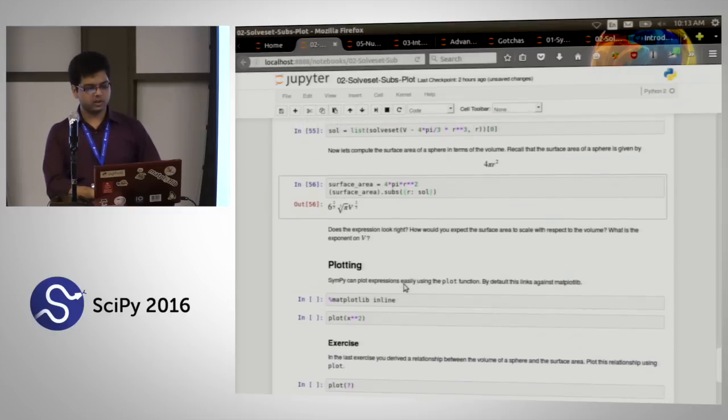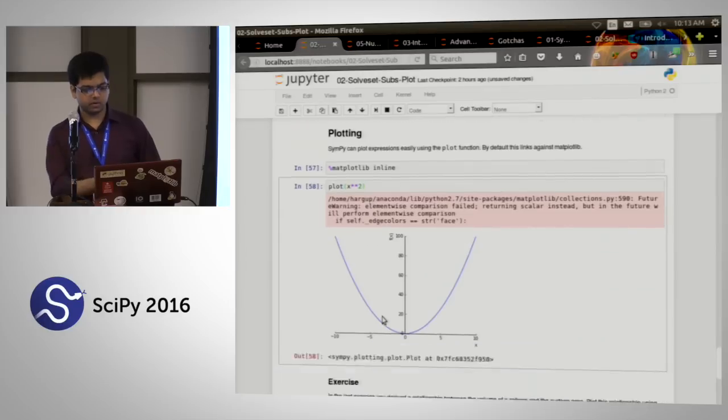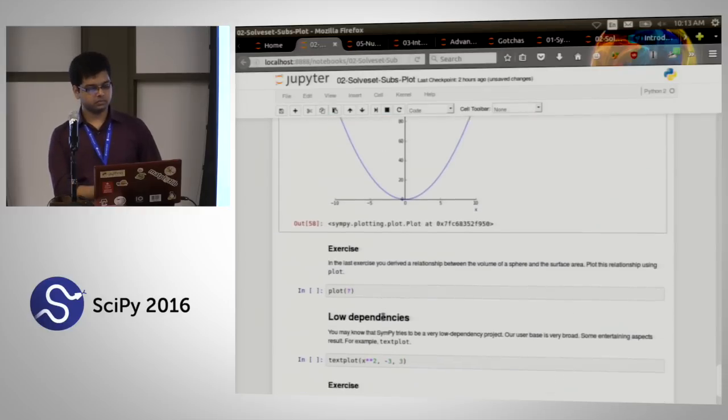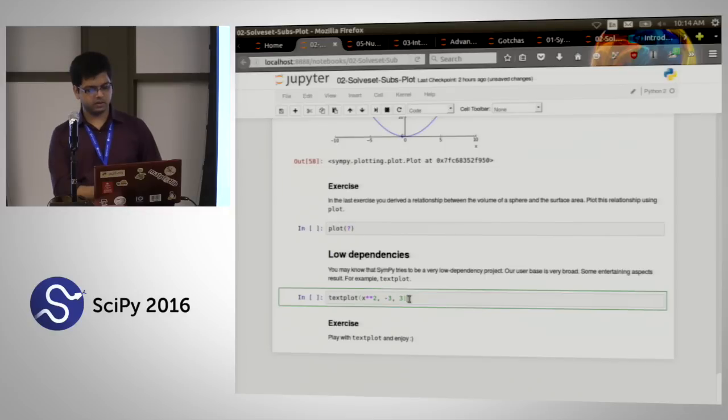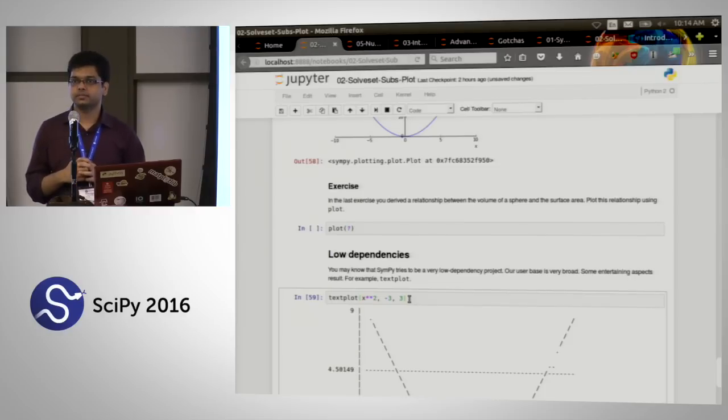SymPy also has a plotting module, so you can plot equations, like symbolic equations. If you don't have matplotlib and all, you can use textplot and a few other very low dependency things to plot the equations. Great. Any questions?